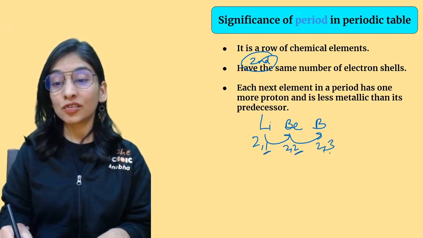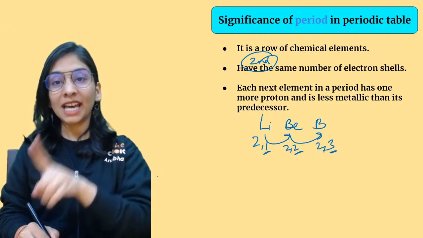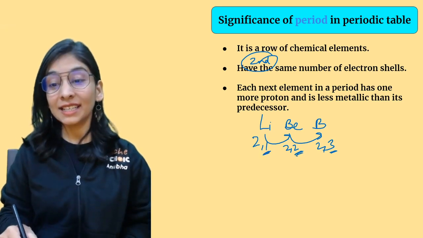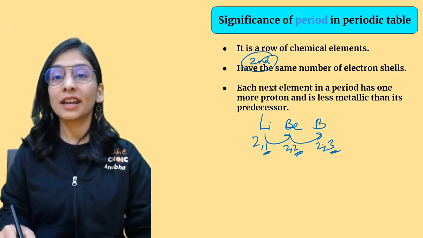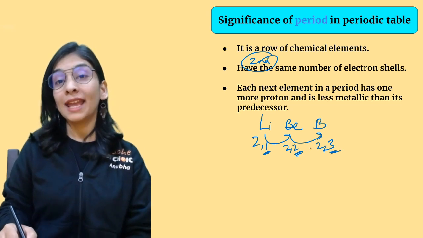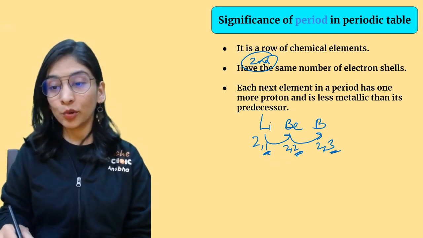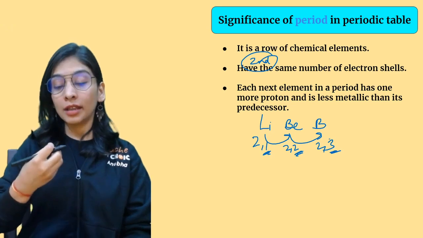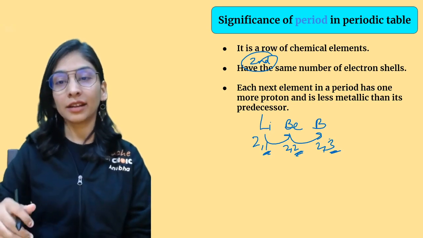So it's like 2-1, 2-2, 2-3, valence electron always increases by one, and metallic character is somewhat decreasing, because more and more electrons are going to be added into the last shell. Okay, more and more electrons, less tendency to lose, so metallic character decreases.